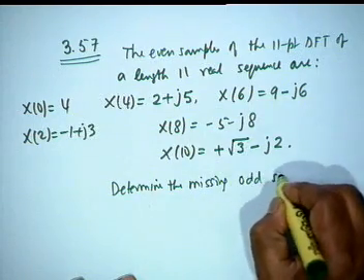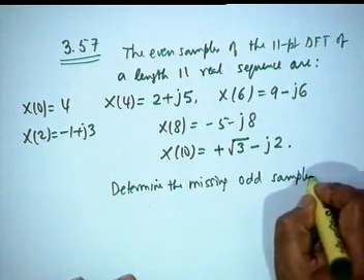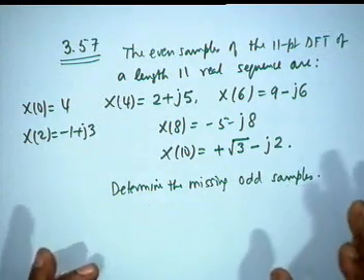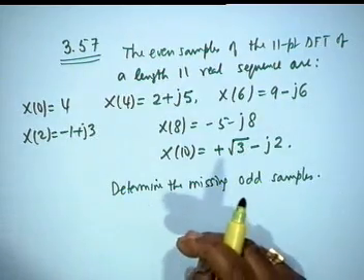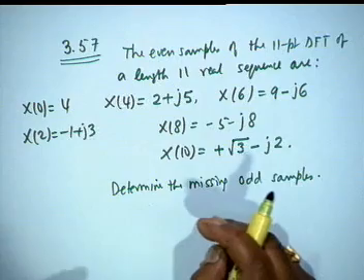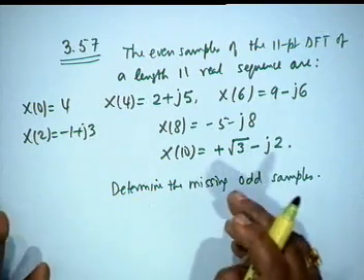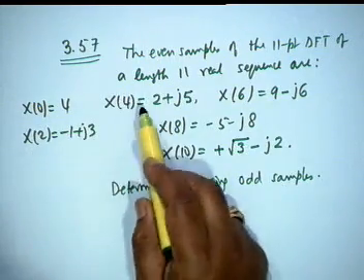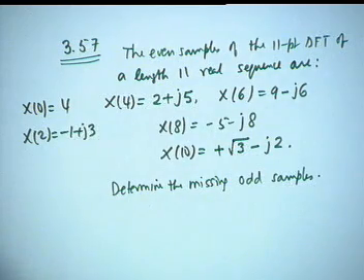If you want to do it mechanically, you see, I need 11 samples, 11 point, okay. Only the even numbered ones are given. How many? 1, 2, 3, 4, 5, 6. 6 of them are given. The remaining 5 have to be found out.